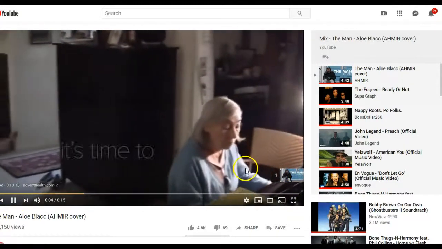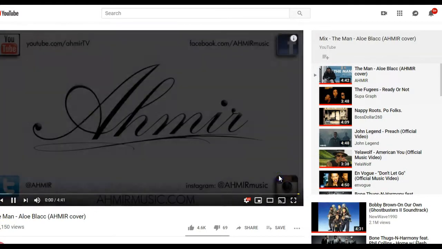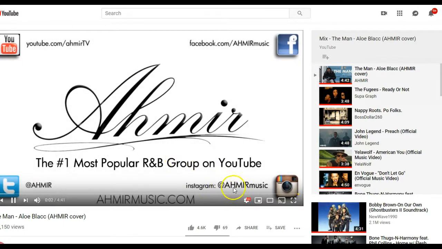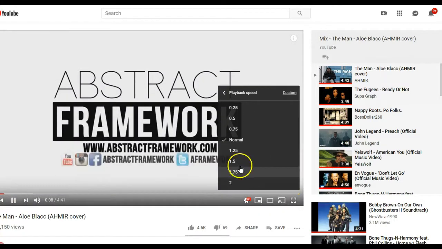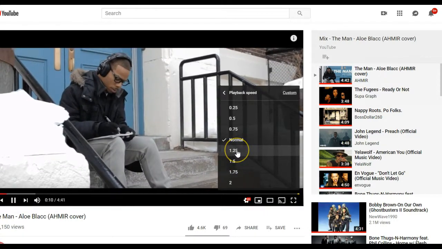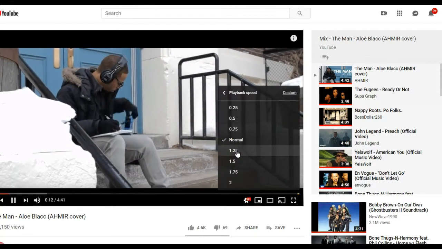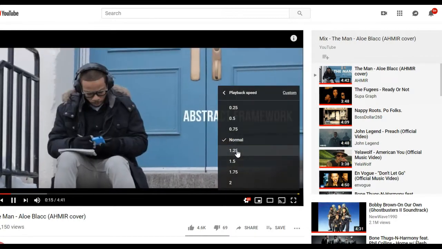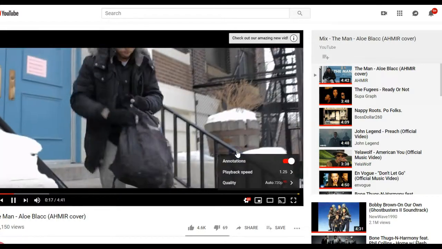Okay, I'm going to show you just how to speed up a video real quick. So you see this, and what you can do is you can go here to settings, and you can go to playback speed, and you can increase it. So as you can hear, got some music going on there, but to speed it up.